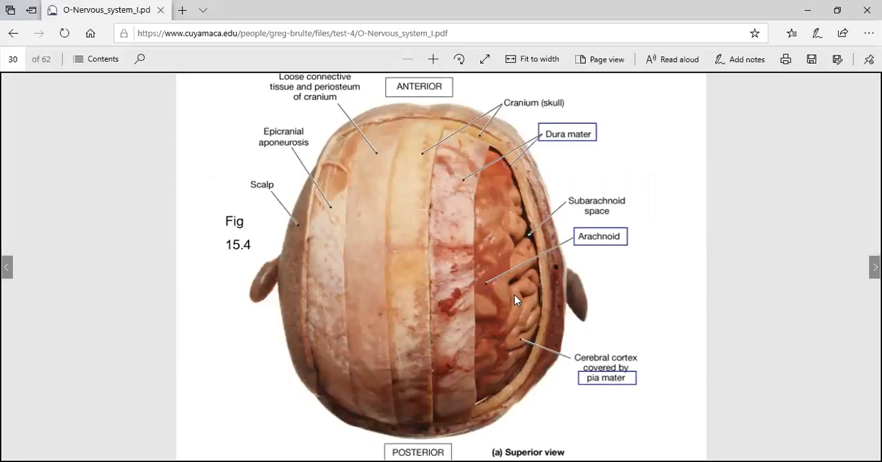so make sure you don't miss easy stuff. Say, what's the general name for a bump on a brain? Well, it's a gyrus. G-Y-R-U-S.